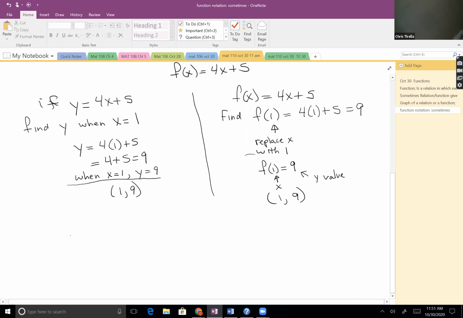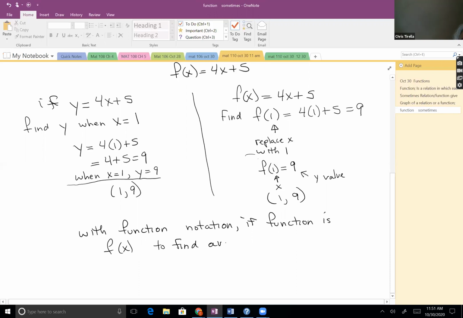And so with function notation, if my function is f of x, to find a value or an expression, f of a, you substitute a for x.